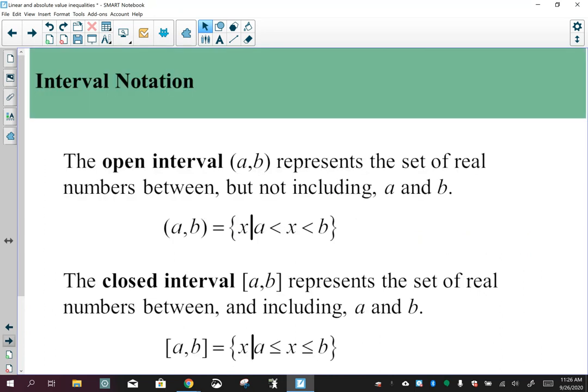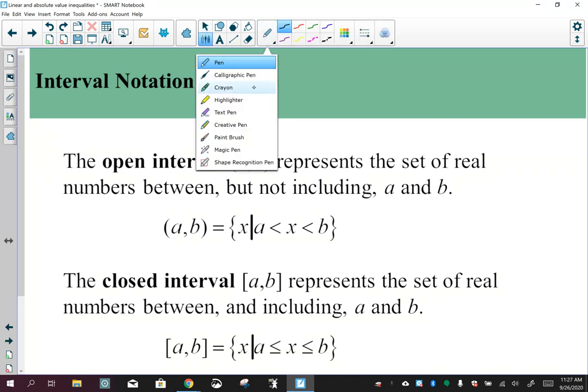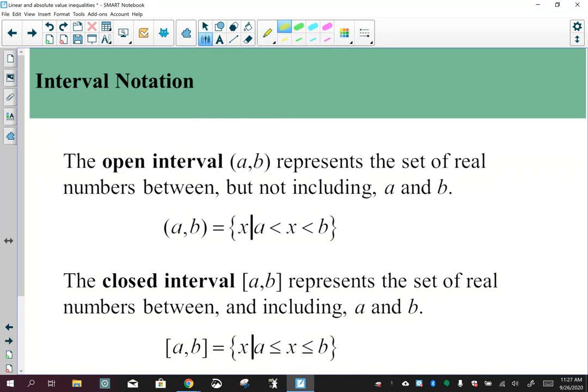When we look at interval notation, we're looking at either parentheses or brackets. We have what's called an open interval and a closed interval. Open intervals are always going to be represented by parentheses, whereas closed intervals are going to be represented by brackets. So again, open interval is parentheses and closed intervals are brackets.